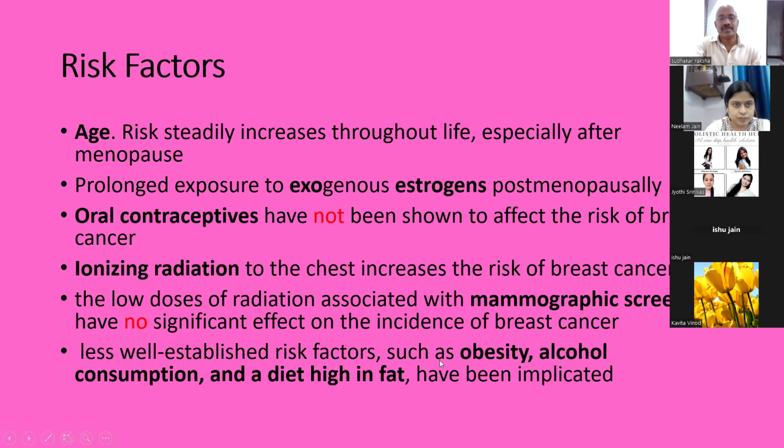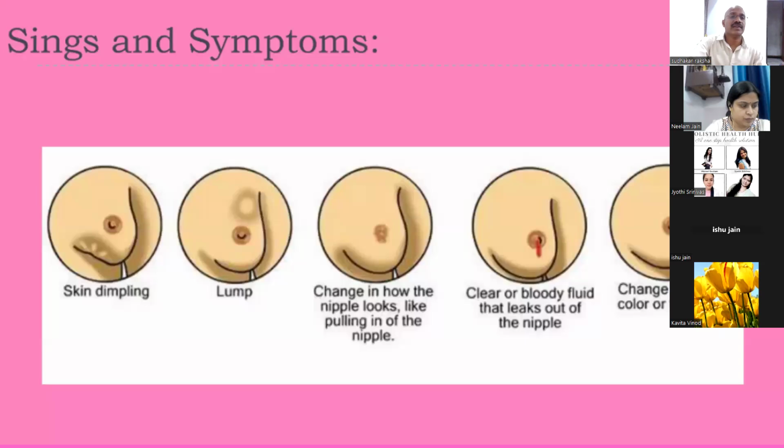Other less well-established risk factors are obesity, alcohol consumption, and a diet high in animal fat. These are less well-established risk factors of breast carcinoma. So the signs and symptoms. Whenever there is dimpling of the skin, it is a suspicious sign.